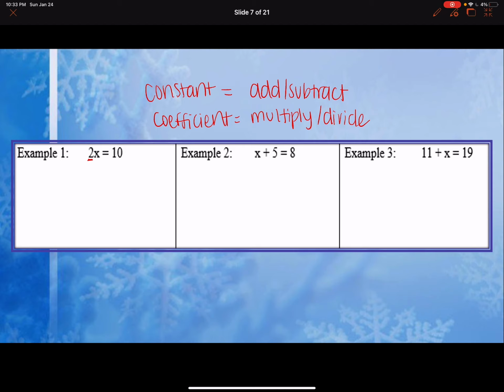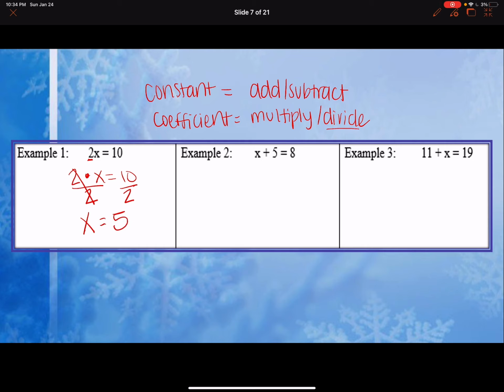Since it's a coefficient, now I just have to decide, am I going to multiply or am I going to divide? Now, all I have to do is say, well, how is this 2 attached to my x? Well, 2 is attached to my x through multiplication. And what's the opposite of multiplication? Division. So I'm going to divide both sides by 2. All right, so x is going to be equal to 10 divided by 2, which is 5.